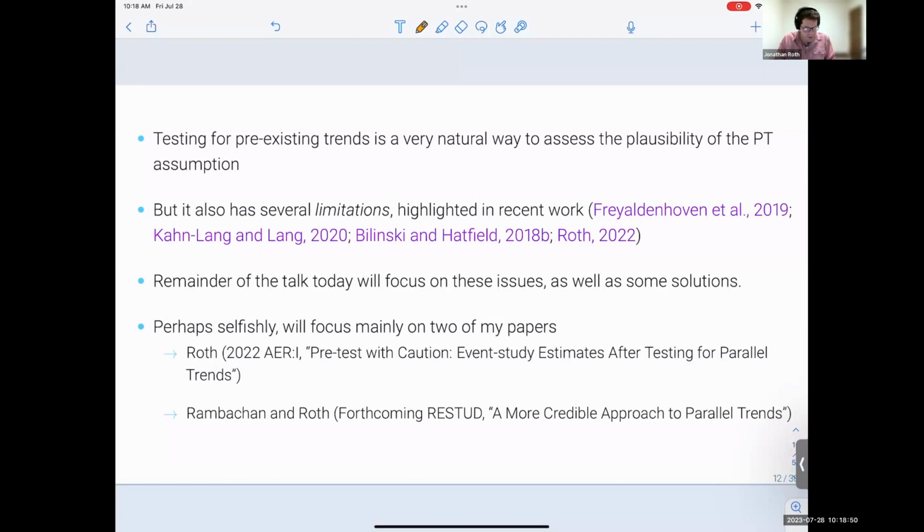For the most part, I'm going to focus on 2 of my papers, my 2022 AER: Insights paper, Pretest with Caution. Roughly speaking, this paper is about problems. And then the second paper, my paper with Ashesh Rambachan, is about some solutions. So we're going to think about what the issues with pre-trends testing are, and then what some solutions are.